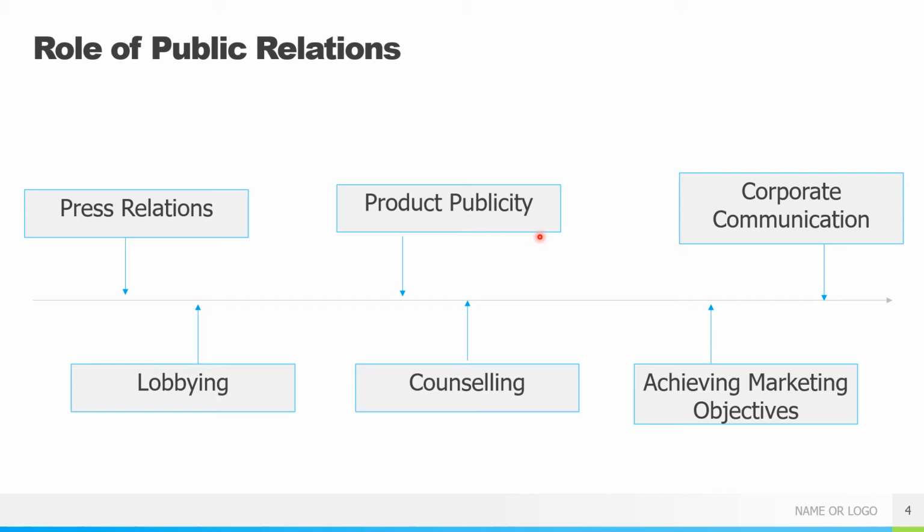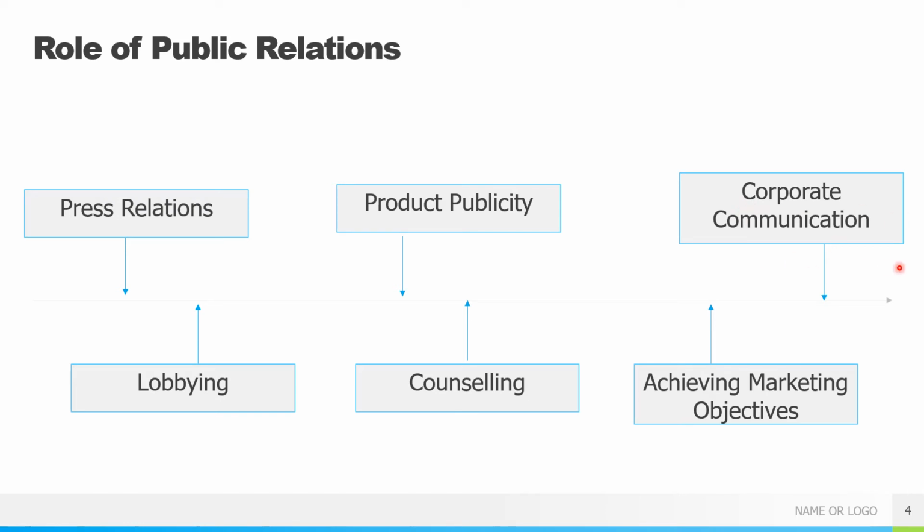For example, when Apple is about to launch iPhone 11, the news was already there in the market since like 2-3 months before the launch of the product. So all these news, all this publicity brings positive impact to the sale of the product which is later on launched. So it brings benefits to the organization.